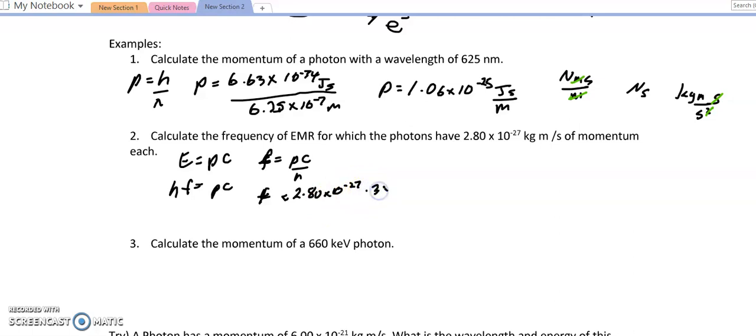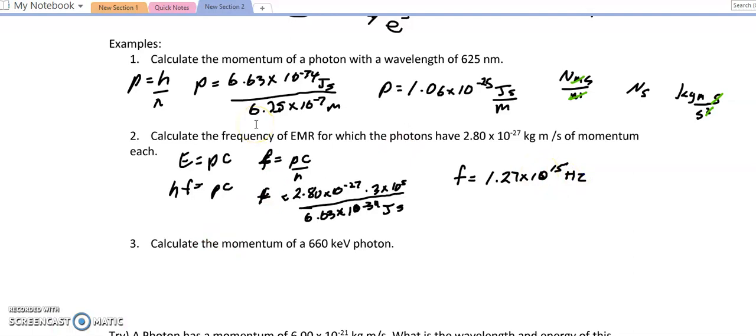C is 3 times 10 to the 8, and we're going to divide that by Planck's constant. We'll use 6.63 times 10 to the negative 34 joule seconds. We'll keep everything in standard units here. And so frequency with this becomes 1.27 times 10 to the 15 hertz.